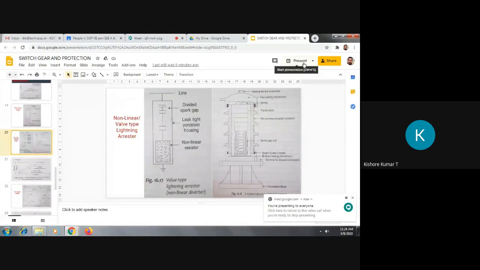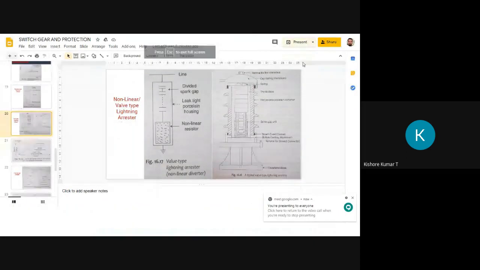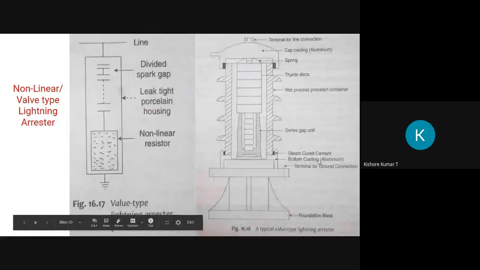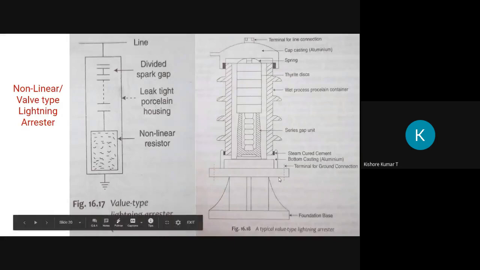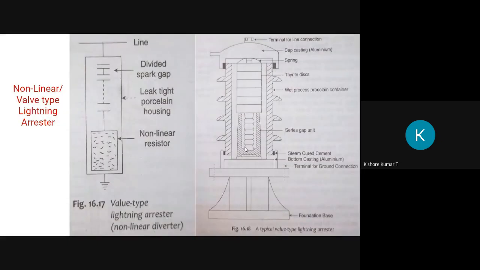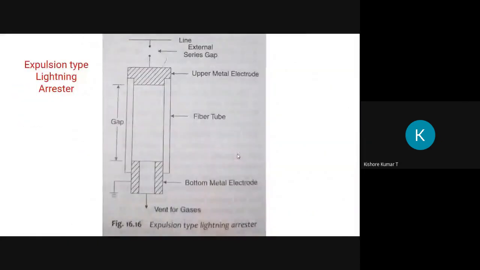In the last class, we discussed lightning arresters: what characteristics a lightning arrester has to possess, and what the different classifications of lightning arresters are. Among these, we discussed in detail the expulsion type lightning arrester and the non-linear surge diverter, or non-linear lightning arrester. Simply, you may call it a valve type lightning arrester. So this is what we discussed in the previous class, the explanation and working of these two lightning arresters.